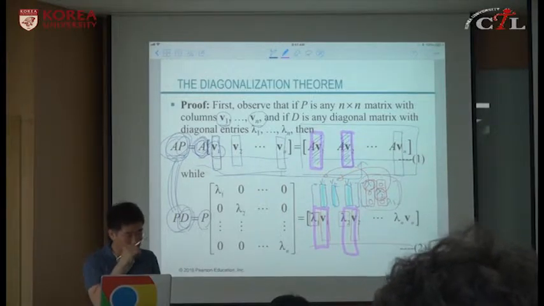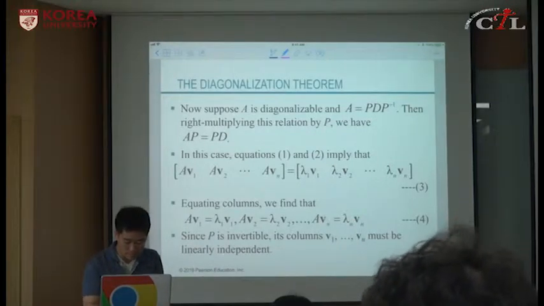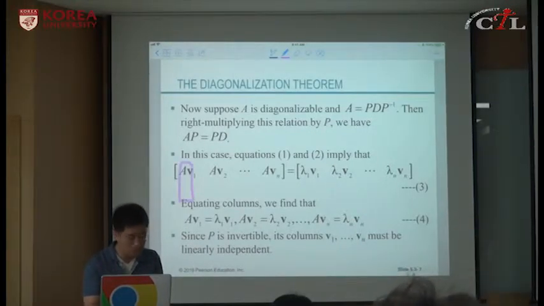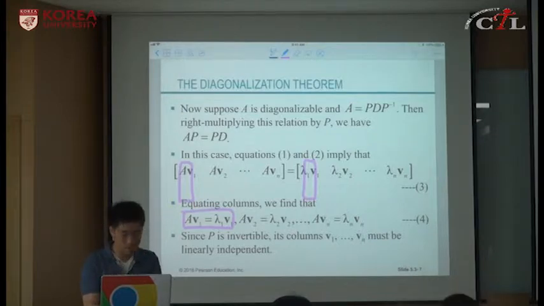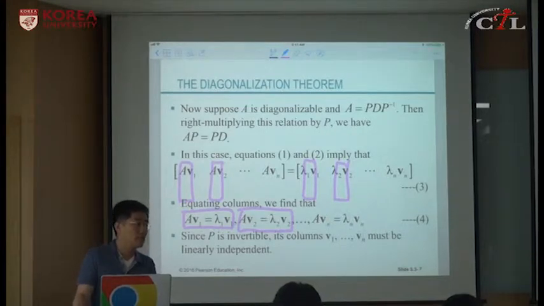And thus, what do we get? We will obtain this thing. AV1 should be the same as lambda 1 V1, right? Which is this guy, okay? So this is just a column-wise equation. This guy should be the same as this guy, and thus we obtain this. And suddenly, we obtain the equation that we need to satisfy for the eigenvalue and eigenvector, right?